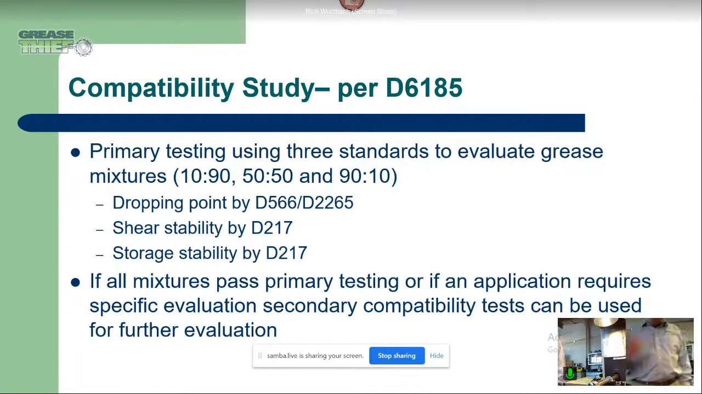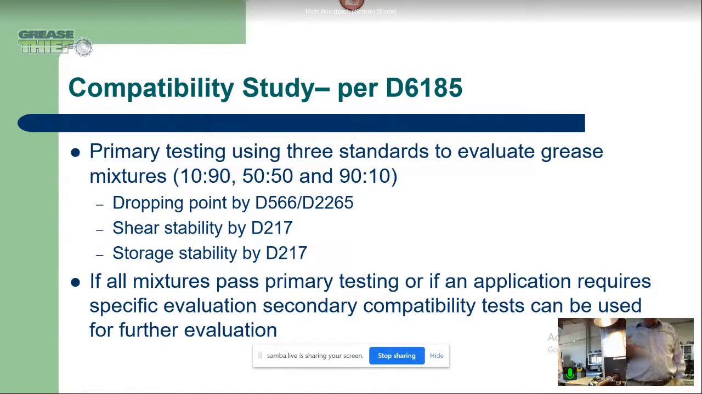The tests that we run with these prepared mixtures are the dropping point, the shear stability test, and the storage stability test. Now, these tests involve using a grease worker, and the grease worker does a back and forth kind of disruption of the thickener for a set number of strokes. And for this test, we end up doing 10,000 strokes to the grease.